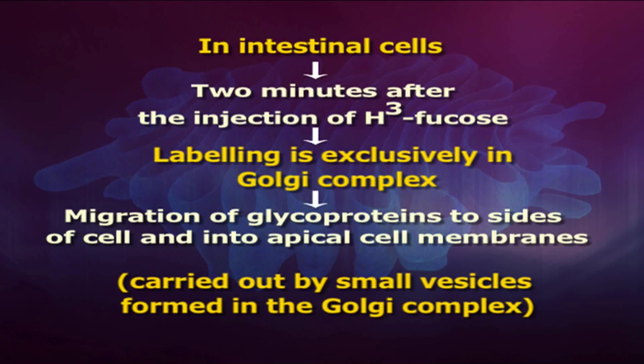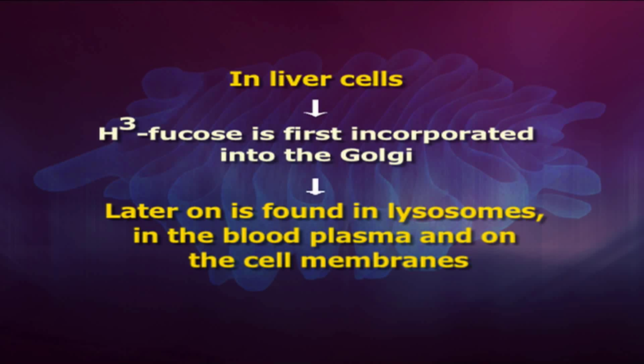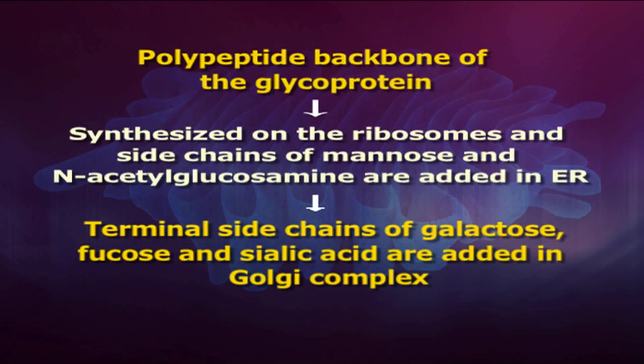The intracellular migration of the glycoproteins is carried out by small vesicles formed in the Golgi complex. In liver cells, H3-fucose is first incorporated into the Golgi and later on is found in lysosomes, in the blood plasma and on the cell membranes. The polypeptide backbone of the glycoprotein is synthesized on the ribosomes and side chains of mannose and N-acetyl glucosamine are added in ER, whereas the terminal side chains of galactose, fucose and sialic acid are added in the Golgi complex.